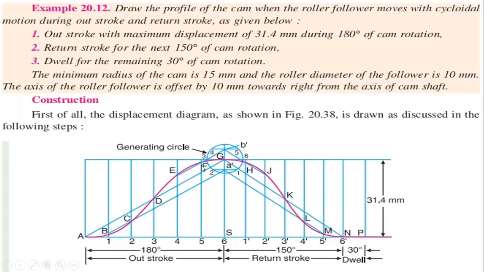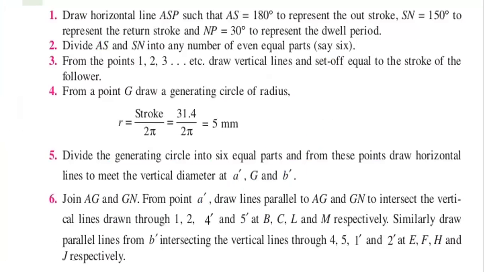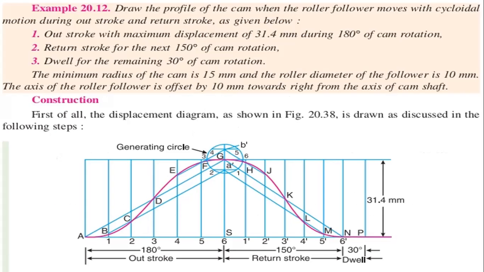After drawing the AG and GN lines, we have to draw the parallel lines from these 2 points, that is from B to A dash and A dash to M, and next from B dash to E and B dash to J. So we have to draw all these points. We have to draw the EF and JH lines also.